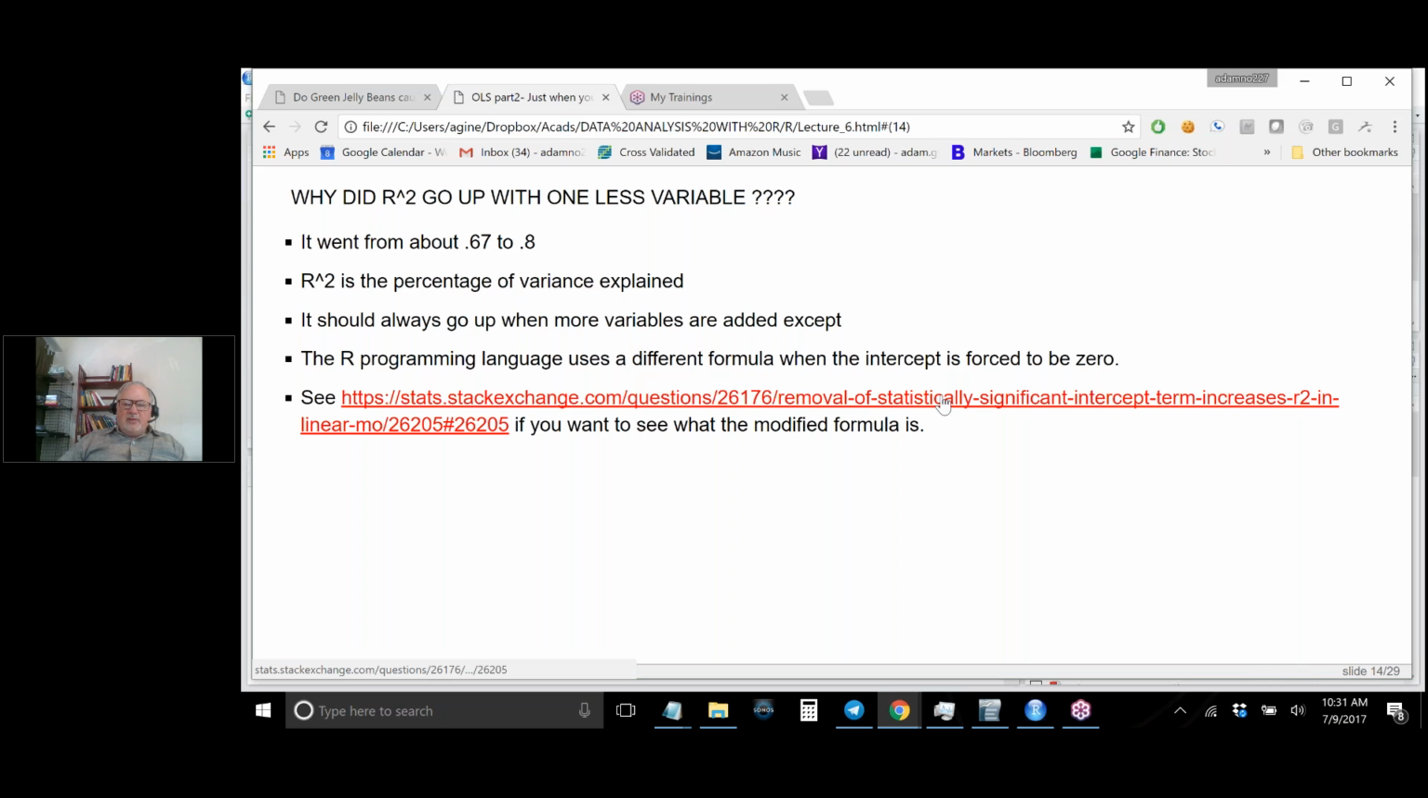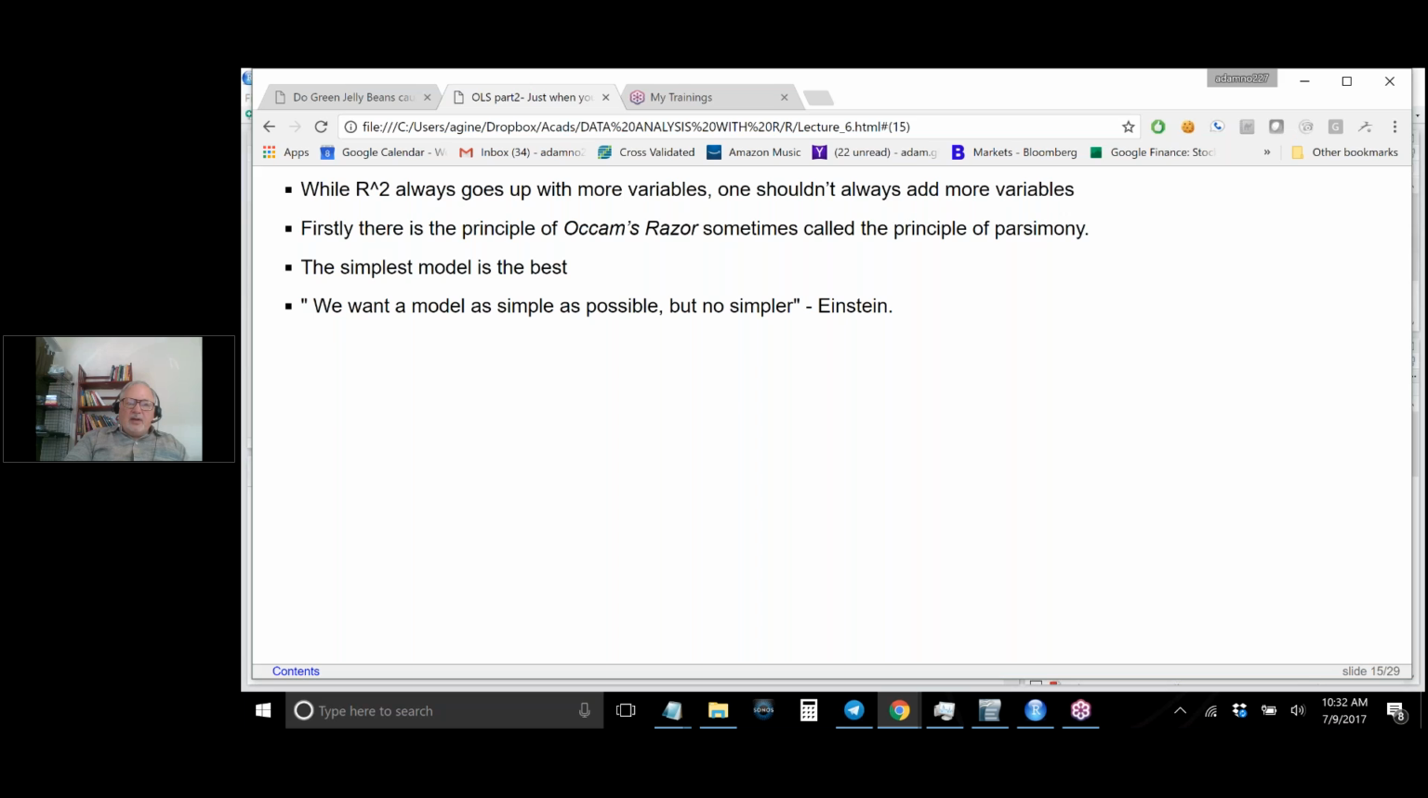I don't want to drive everyone nuts with formulas after an hour of this, but if you go to this page, you'll see a full explanation with the formulas, and in particular, you'll see what the modified formula is. So this is a very important little caveat about doing linear models. When you force the intercept to be 0, you can no longer compare R squared. Okay? And I'm just saying this again: R squared goes up with more variables.